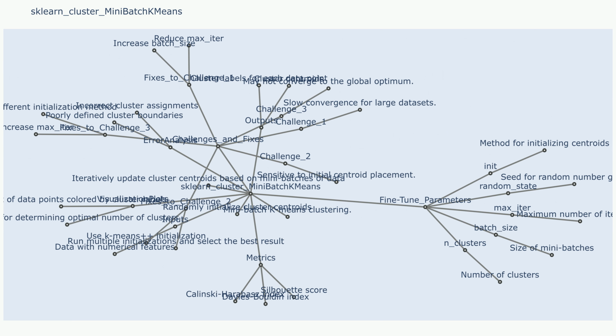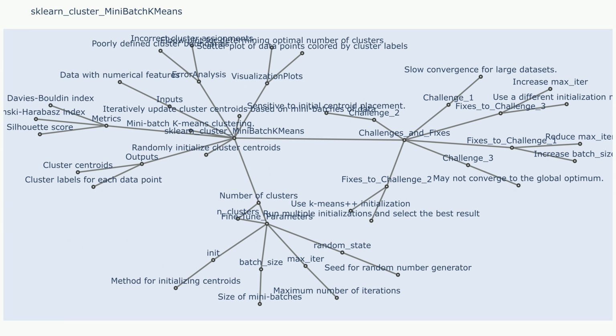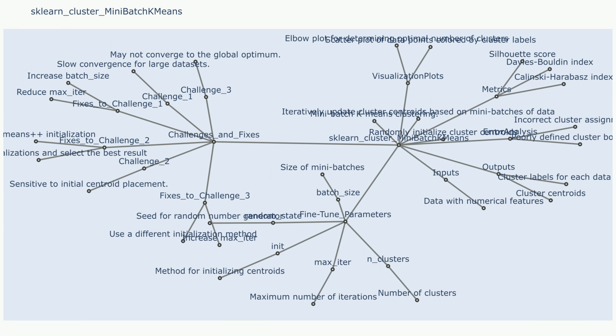Fine-tune parameters: batch size. The number of data points in each mini batch. A larger batch size will result in slower updates but potentially better accuracy. n_clusters. The number of clusters to form. max_iter. The maximum number of iterations to run the algorithm. init_size. The number of data points to use for the initial centroid selection. Uncertainty methods: none. MiniBatchKMeans does not provide uncertainty methods.